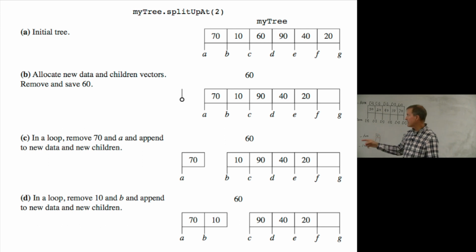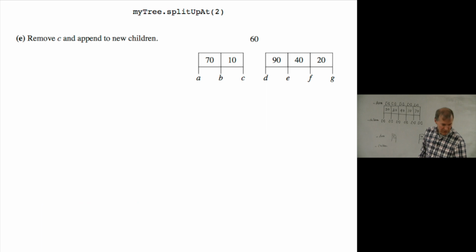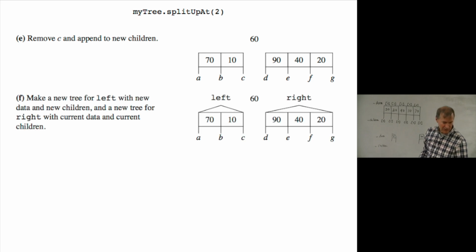And now what has happened is we still have this G over here, one too long, right? So here what we do is we remove C. Once we remove C, then that G gets shifted over and we append that to the new children. Are you with me there? And then we make a new tree for left with new data and new children, and a new tree for right with the current data and the current children.